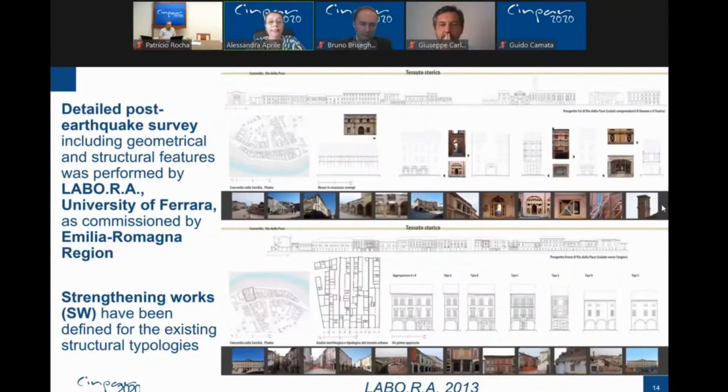First of all, a detailed post-earthquake survey was performed by Labora, a lab of the University of Ferrara, as commissioned by the Emilia-Romagna region. The survey included geometrical and structural features of all the buildings. In a second step, the strengthening works have been defined for the existing structural typologies.